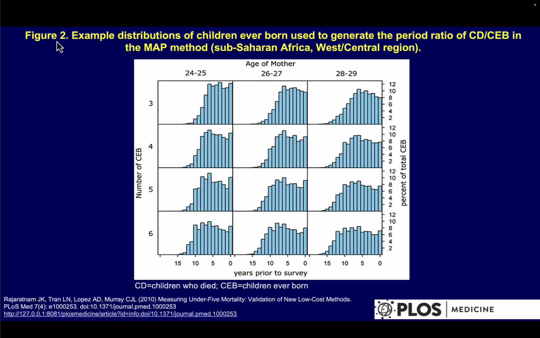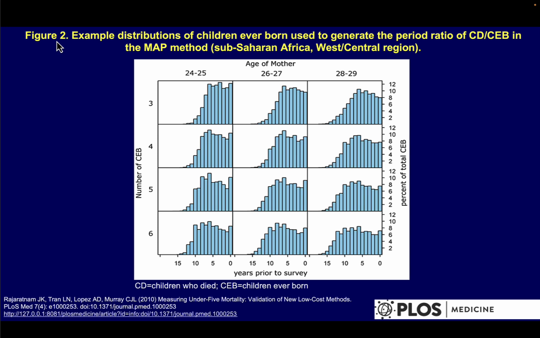This slide's from a study that used several hundred demographic and health surveys from West and Central Africa to compare different methods of estimating the under 5 mortality rate. From the demographic and health surveys of households, women are asked questions like, how many children have ever been born to you? And of those children, how many have died? The surveys also collect information on the ages of children and the years in which deaths have occurred.